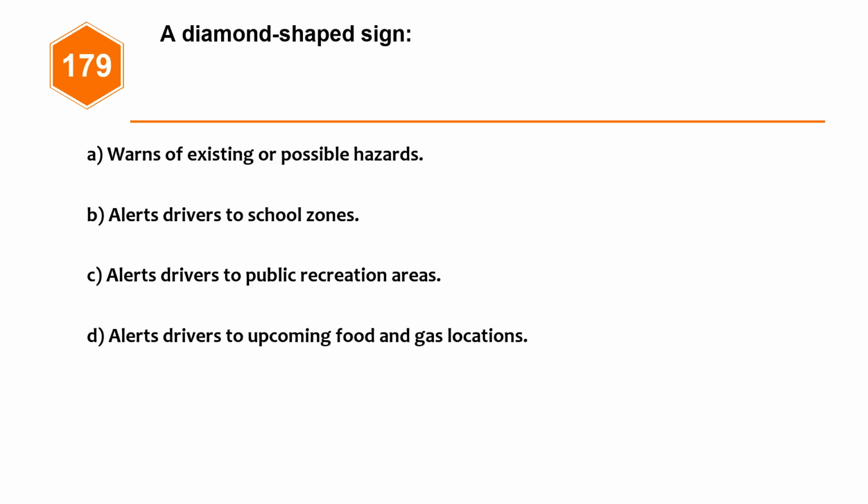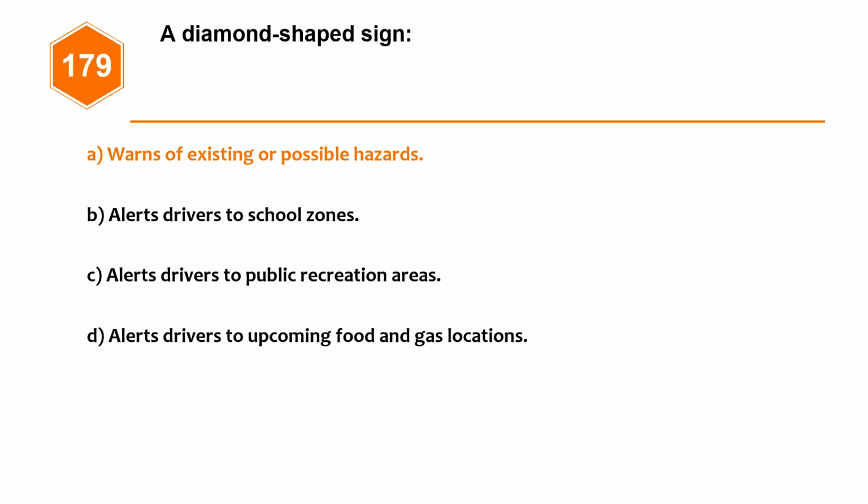Question 179. A diamond-shaped sign. Option A. Warns of existing or possible hazards. Option B. Alerts drivers to school zones. Option C. Alerts drivers to public recreation areas. Option D. Alerts drivers to upcoming food and gas locations.